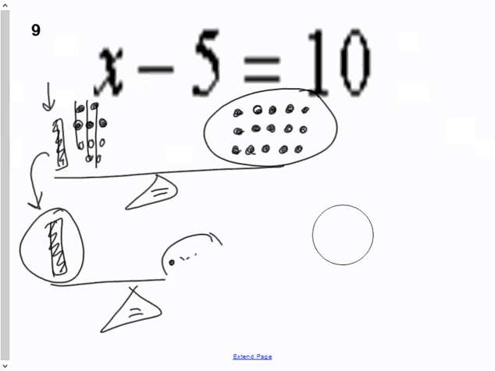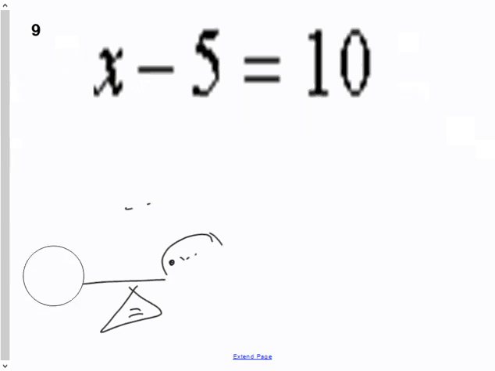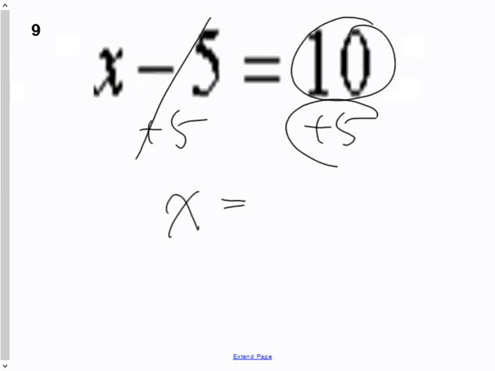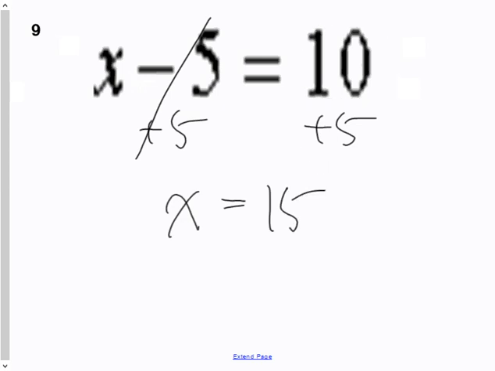Now, if you didn't draw it, you could do the same thing using numbers. The only difference is here, I'm going to add 5 to this, and I'm going to add 5 to this side. Remember, we put a line through it to show that's a zero pair. I'm left with x equals, well, what is 10 plus 5? 10 plus 5 is 15. That's a much easier way to get the same answer of 15 without having to draw it. But the drawing is important because it makes sure you understand what it is you're doing.